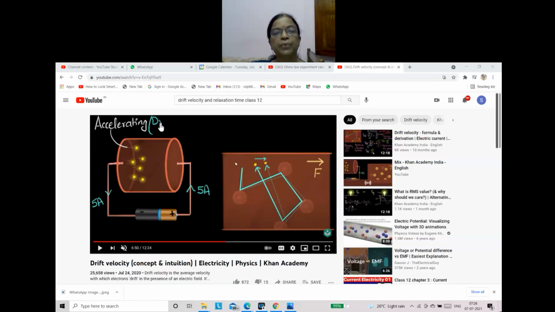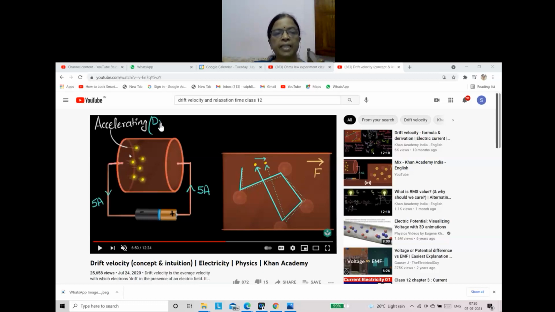Suppose in this conductor, the number of electrons per unit volume is small n. Take unit volume, which means 1 centimeter cube or 1 meter cube. Take a unit volume of the conductor, and there are n electrons per unit volume.